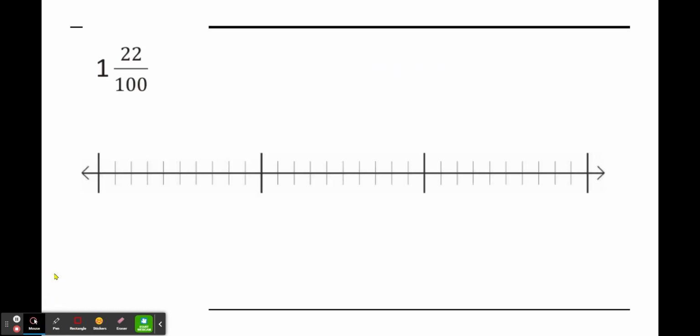All right, and the last thing we're going to do is take 1 and 22 hundredths and place it on our number line. So 1 and 22 hundredths is written like that as a fraction, and if we write it as a decimal, we see 1.22. So I have my number line here. I'm going to start with 0, and then I'm going to label my whole numbers.